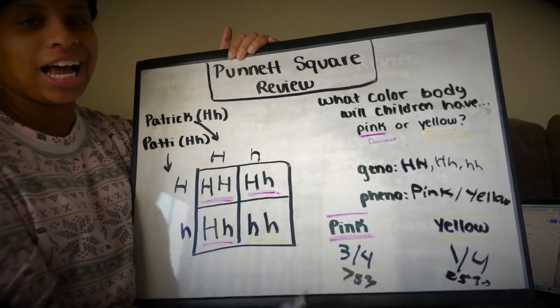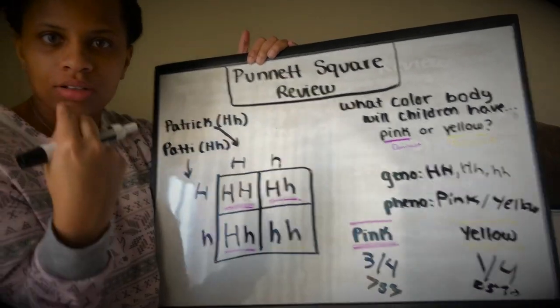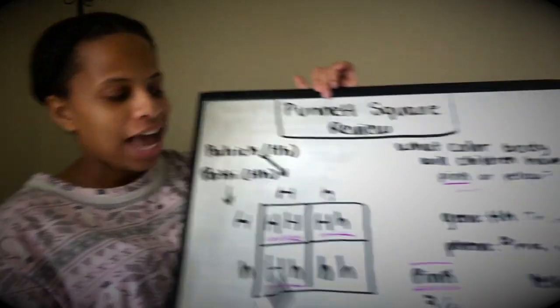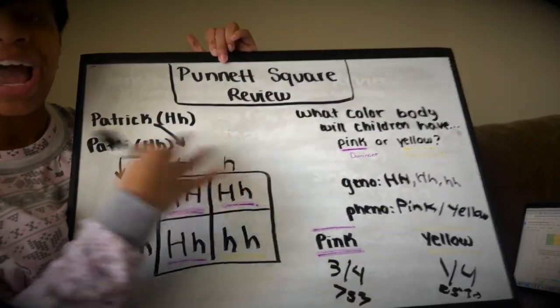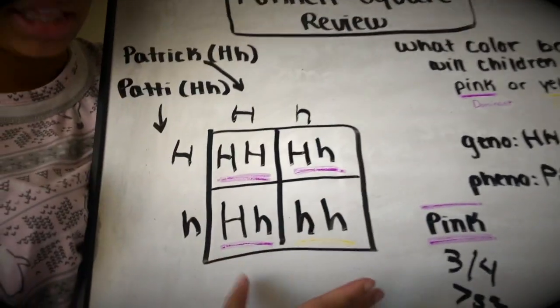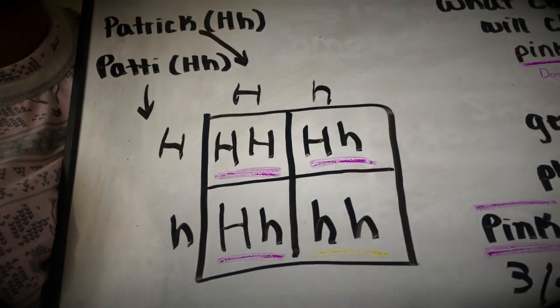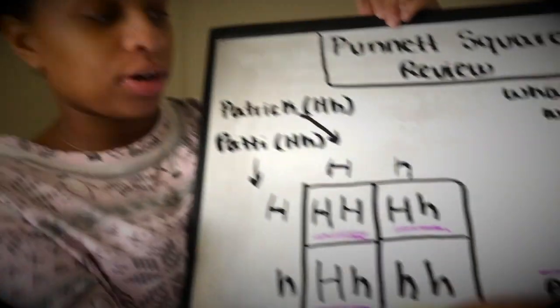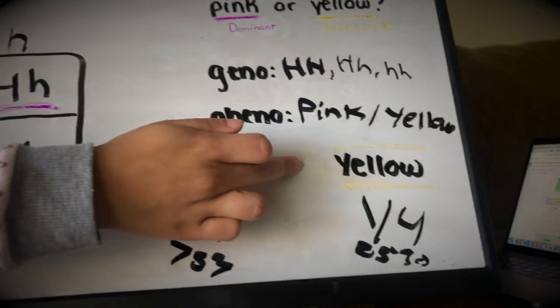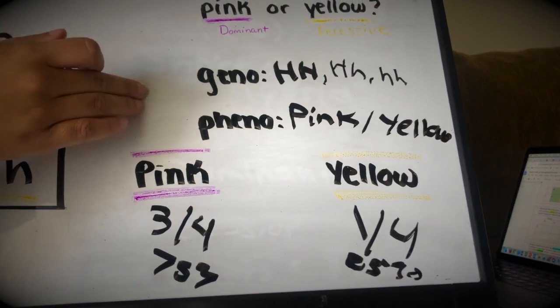Okay, guys. Thank you. Guys, I know that it got a little sloppy at the end, but what I really want you guys to focus on is how to do the Punnett square. How to do this part right here, okay? This is what I want you to focus on. But I also want you to remember to get these percentages and know the difference between genotype and phenotype.